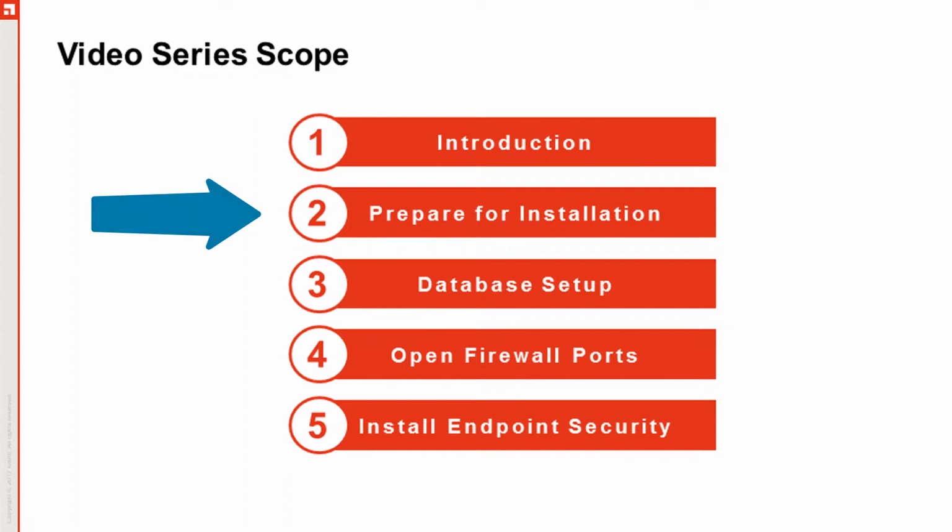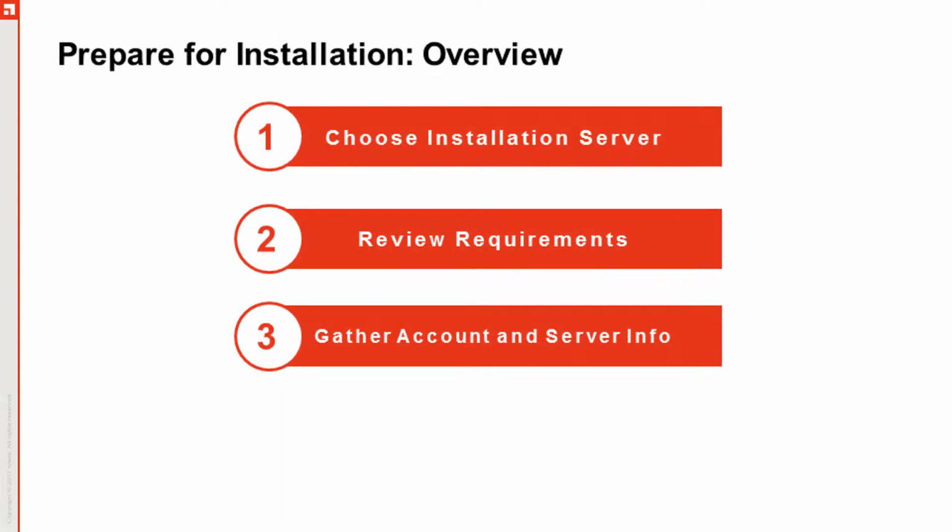Reviewing the requirements itself is a multi-stage process. We've broken the requirements into 3 different categories. Part 1, choosing an installation server and configuring it for endpoint security. Part 2, endpoint security hardware and software requirements. And Part 3, the server address and user account info you'll need to complete endpoint security installation.